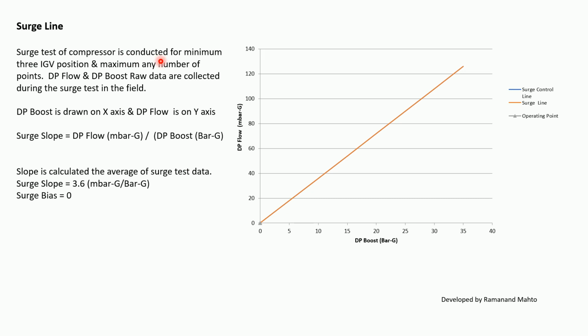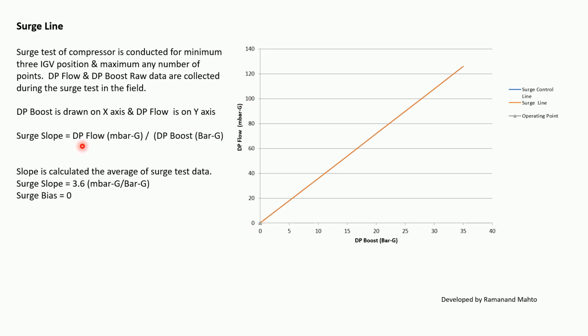The surge test of the compressor is conducted for a minimum of 3 IGV positions and a maximum of any number of points, recording flow DP and DP boost. In the engineering sheet it is wrongly written as raw data; it is engineering data collected during the surge test in the field. DP boost is drawn on the x-axis and DP flow on the y-axis.